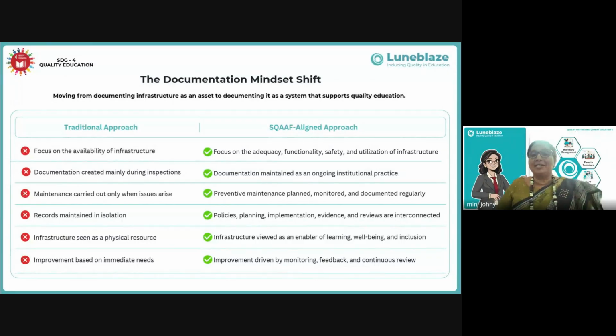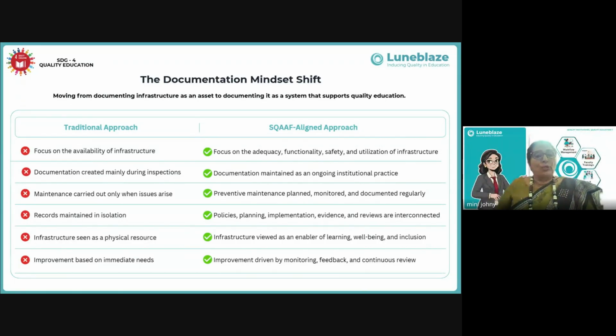Let us see what is the traditional approach. Focus on the availability of infrastructure. Documentation created mainly during inspection. It is very true. I have done it. I know many of the principals are doing it. But we have to shift from what we were doing before into a SQAAF aligned approach. This helps us to become a process-oriented school.